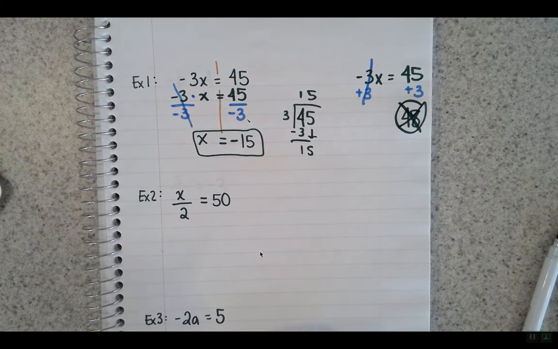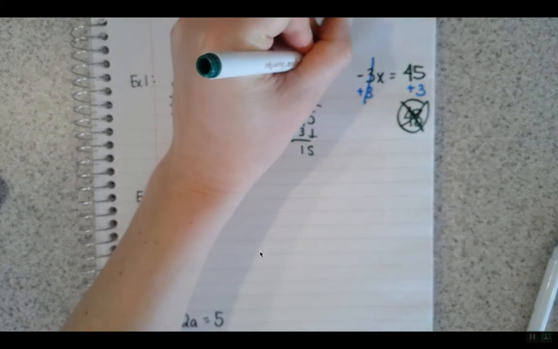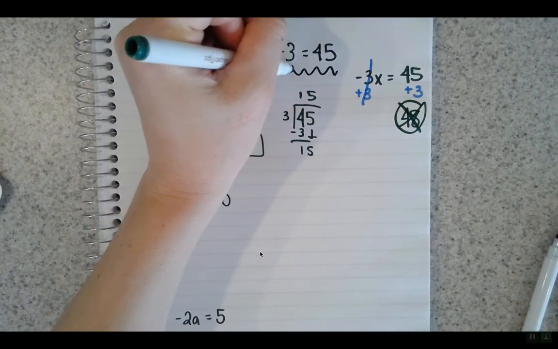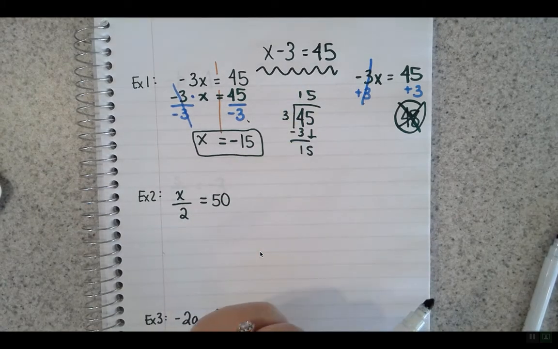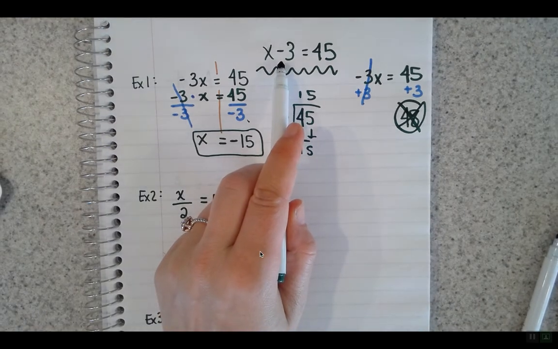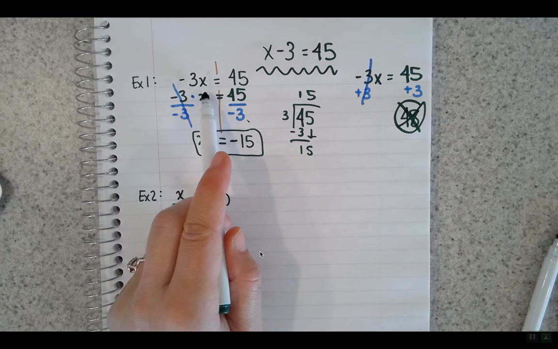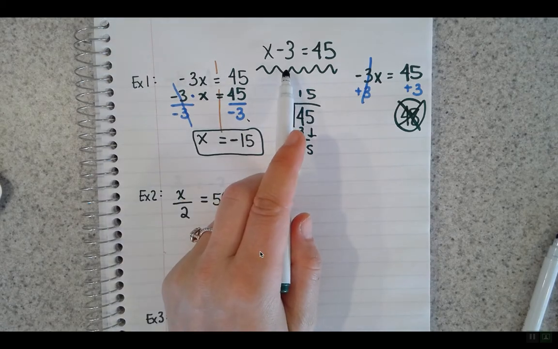An example problem where you would use addition would be x minus 3 equals 45. In this case, you would need to add 3 to both sides to get x by itself. So you can clearly see the difference between this problem at top and this problem here on the left. On the left, we need division as our inverse operation, and on the top, we would need addition as our inverse operation.